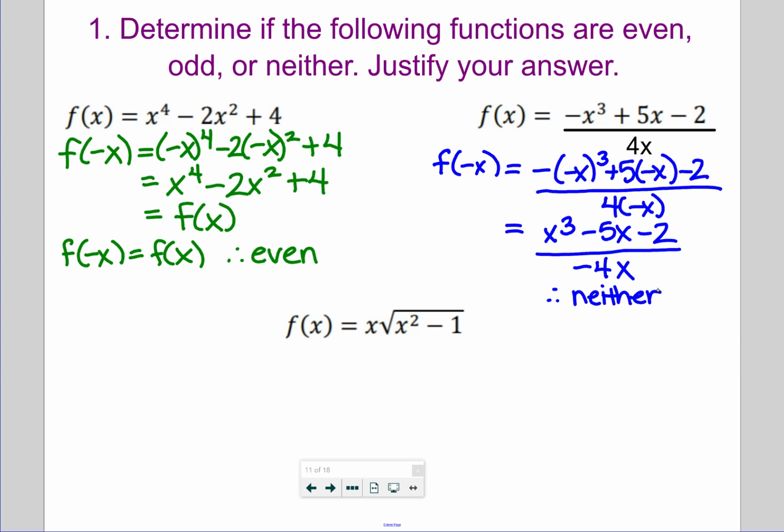Remember, sometimes these fraction ones can be a little tricky. You want to make sure that if you can factor a negative out of the numerator or denominator or both and get it to look the same, then it could be either even or odd.